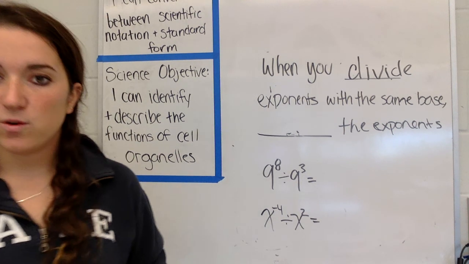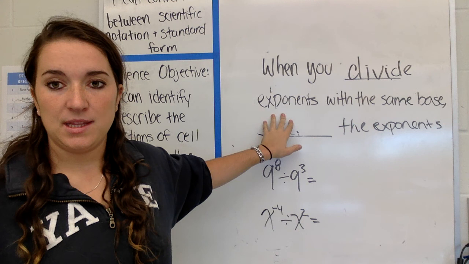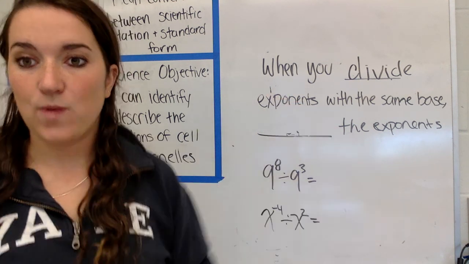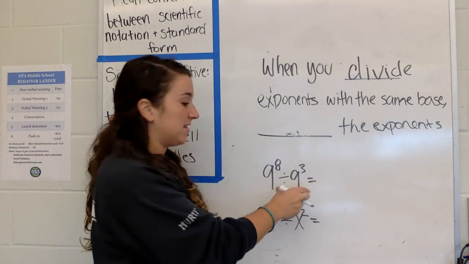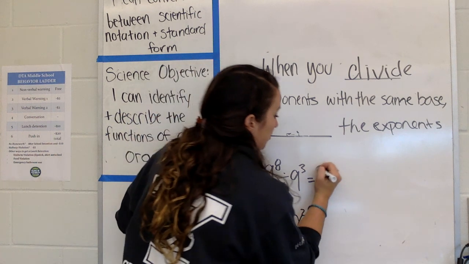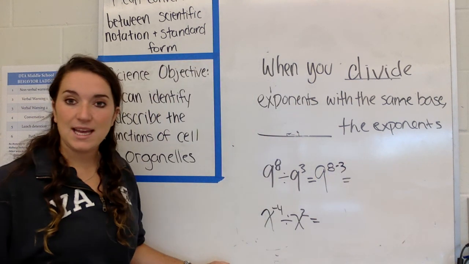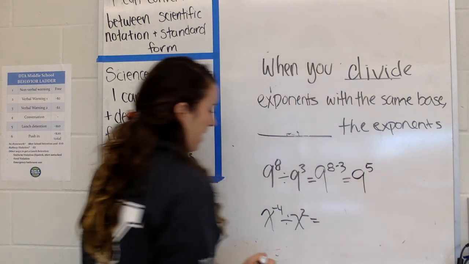Moving on, our final rule is the quotient rule. When you divide exponents with the same base, what do you do to the exponents? Right, you subtract them. So in this one, are we dividing? Yes. Do we have the same base? Yes. So I'm going to subtract 8 minus 3. 8 minus 3 equals what? 5. So I'll have 9 to the 5th power.